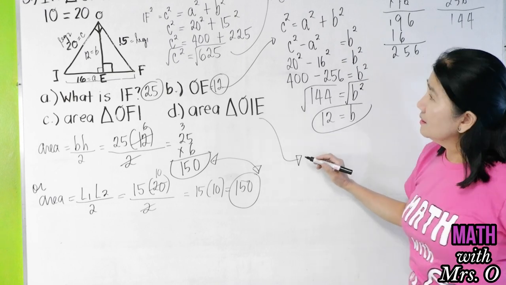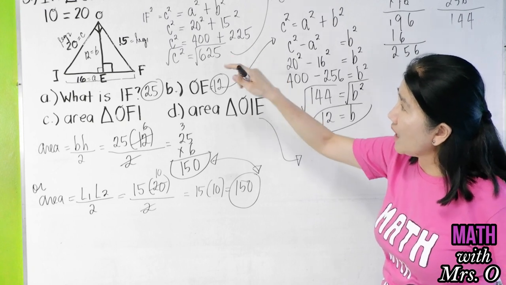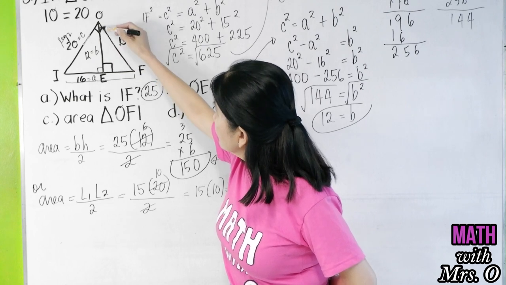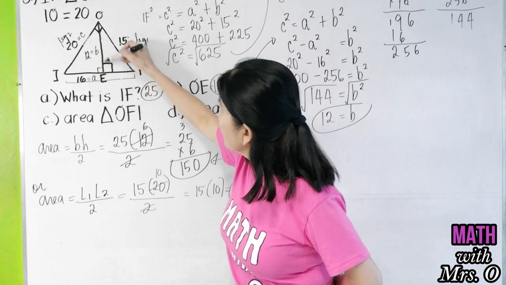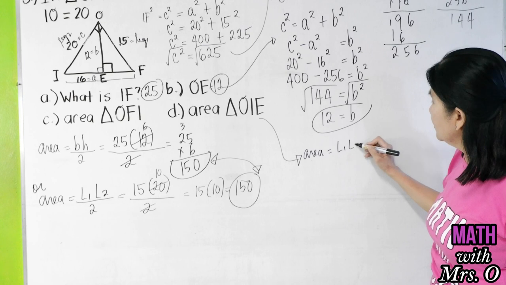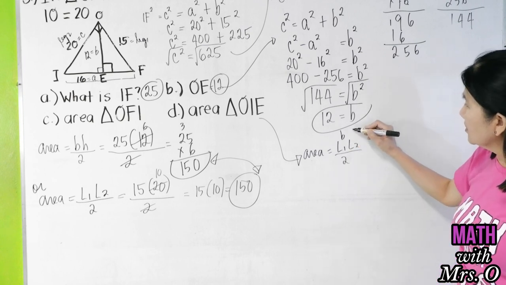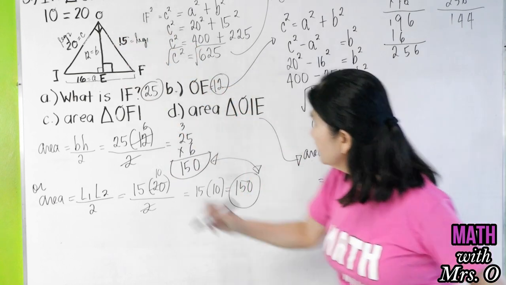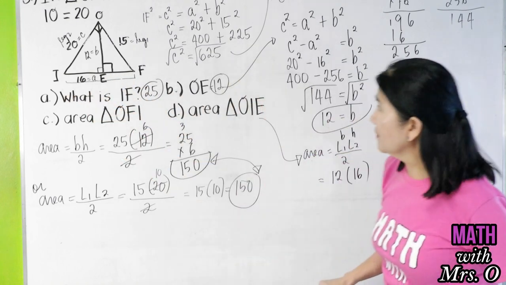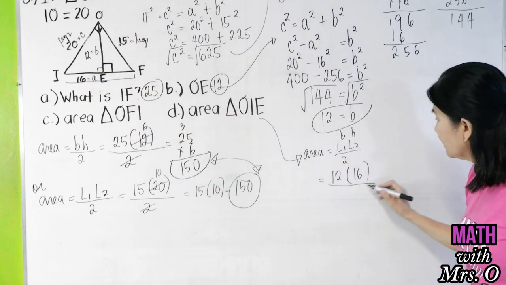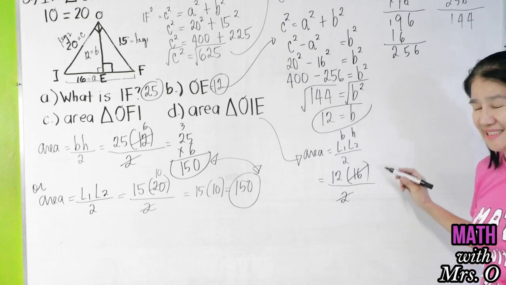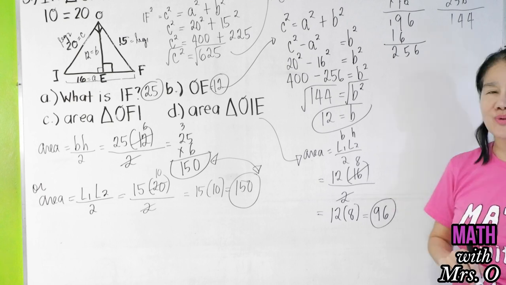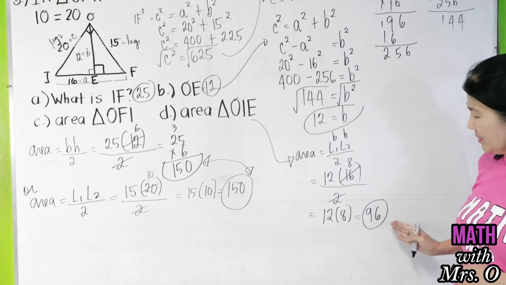For letter D here, we want to find the area of triangle OIE. As you can see in triangle OIE, two legs of a triangle are already available. So you can now use leg 1 times leg 2 divided by 2, or leg 1 can be your base, leg 2 can be your height, divided by 2. So we can use leg 1 to be 12, leg 2, 16, for triangle OIE divided by 2, so 16 divided by 2 is 8, and then 12 times 8, 16 carry 1, 96 unit square, because we're looking for the area, so our units will be unit square.